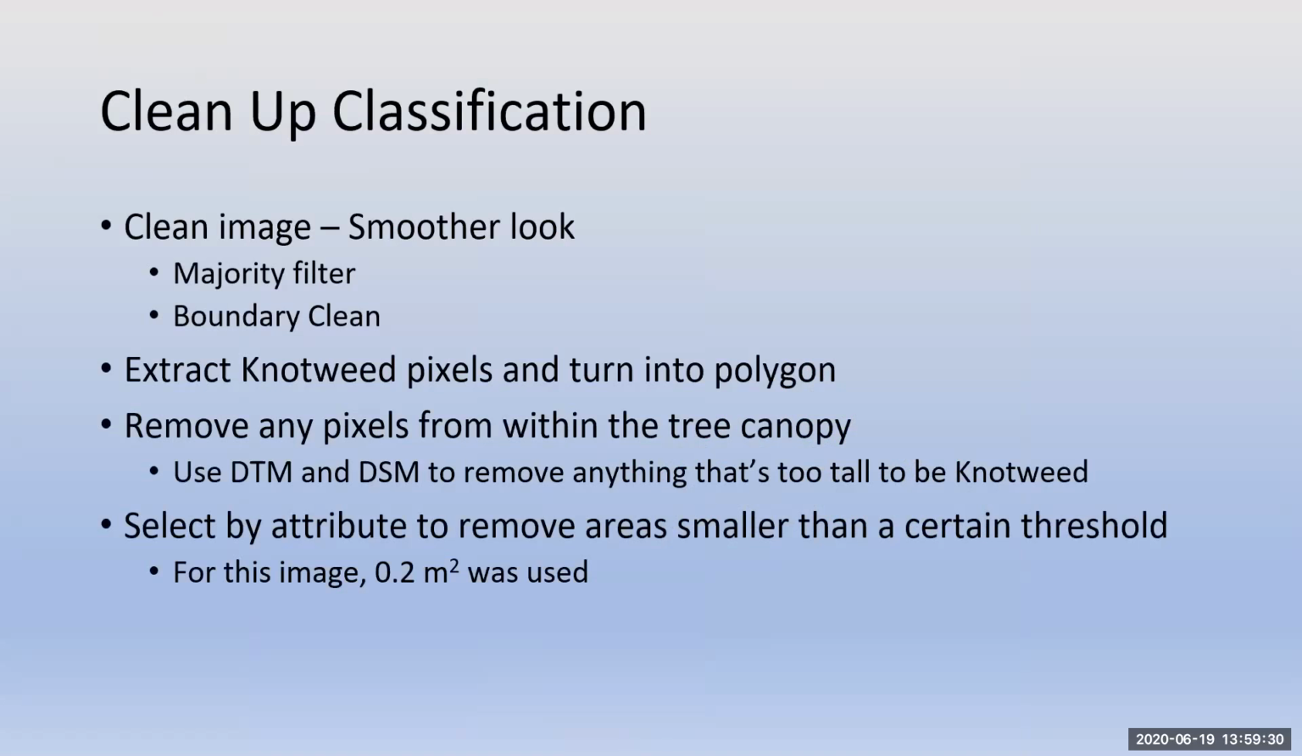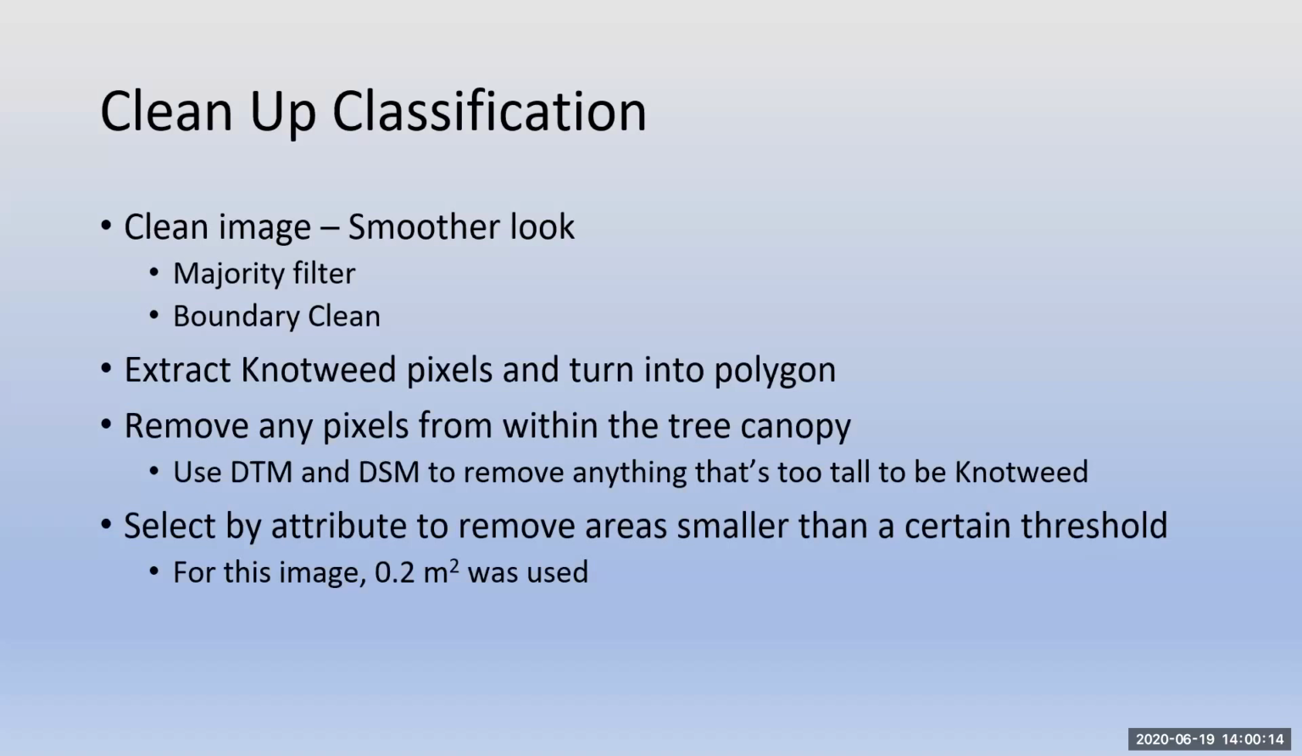So we ran a clean on the image to give it a smoother look. We ran a majority filter and a boundary clean. Basically, buttons on the computer. So we hit those few things to clean it up a little bit better. The next thing that we did is we took that raster imagery and created polygons out of it to create vectors. From the vectors, it makes it easier for us and less intensive on our computer to run some comparisons.